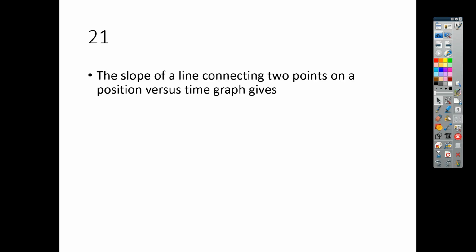Alrighty, this is Horner again, and we're going to look at the 1D Kinematics multiple choice pretest number 21 through 30. This first one says the slope of a line connecting 2 points on a position versus time graph.